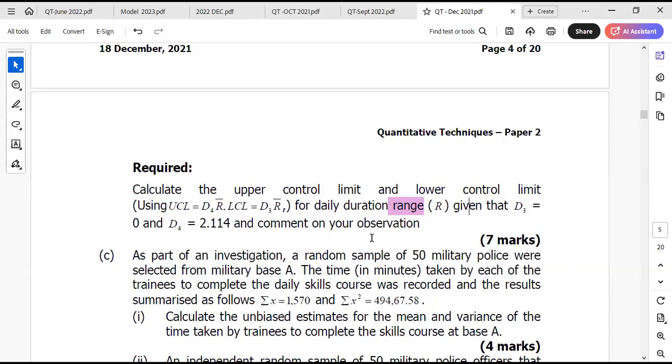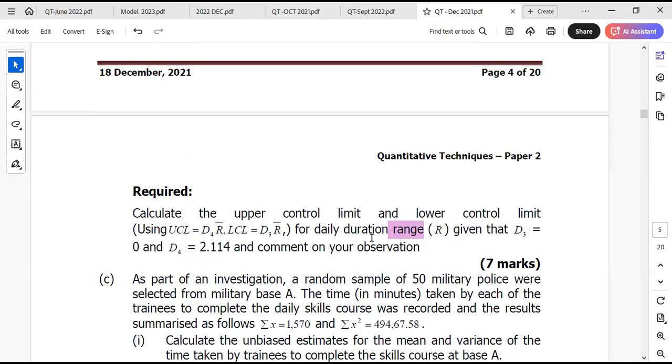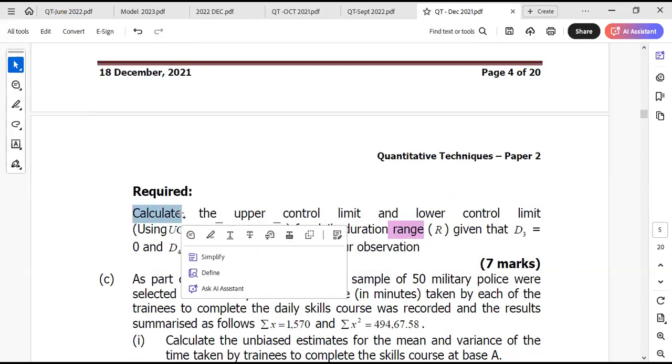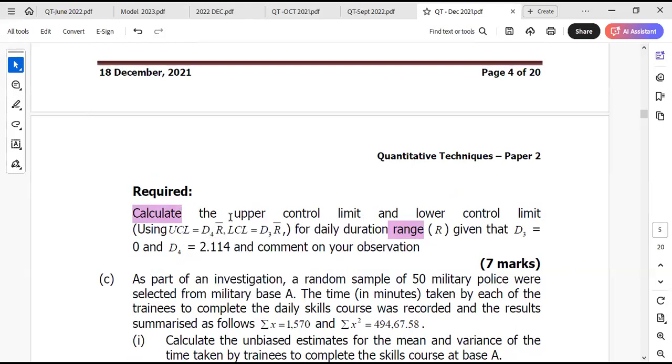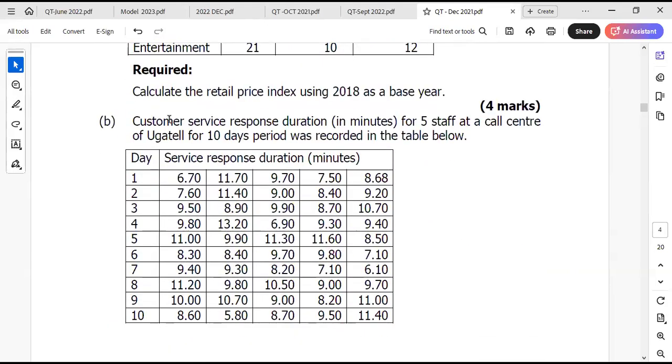So what does this mean? It means that you don't need to focus on mean anywhere. The examiner has said you calculate. You don't need to plot. You simply calculate. They are telling us that the customer service response duration in minutes for 5 staff at a call center of Yugatel for a 10 day period was recorded in the table below.